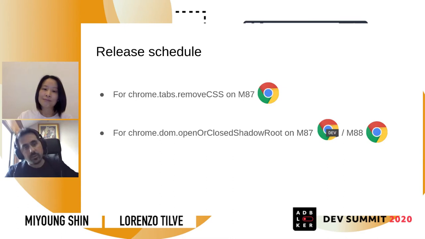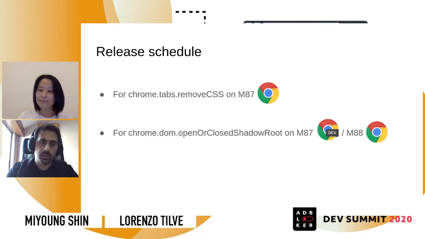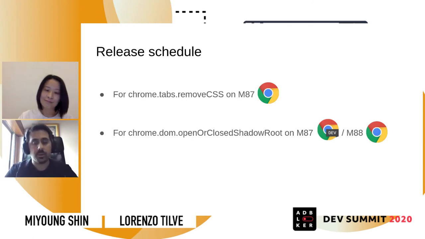So what is the status of the couple of functionalities we have been working on? For the case of chrome.tabs.removeCSS, it's already available in the beta channel and should be making it to stable 87, as the documentation and everything is already in place, so it should be usable very soon. And the case of chrome.dom.openOrClosedShadowRoot should be available in dev in 87, and if everything goes fine, should be making it to stable in 88.